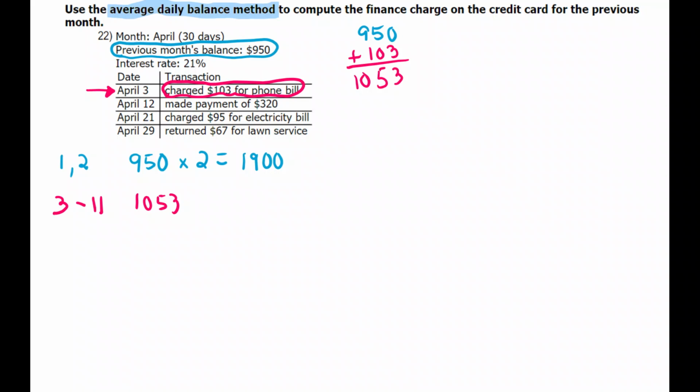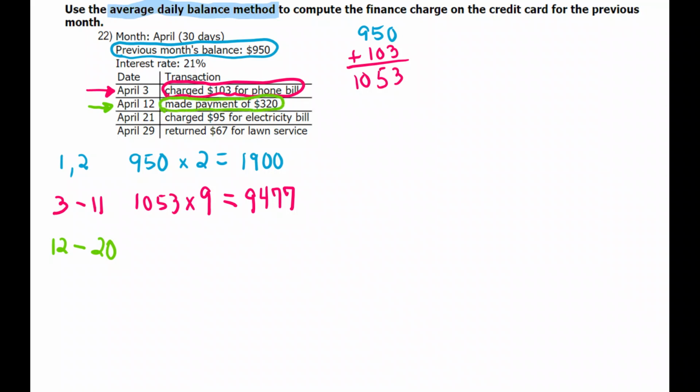Okay, so $1,053 on the 3rd, the 4th, the 5th, the 6th, the 7th, the 8th, the 9th, the 10th, and the 11th. That was 9 days. So there were 9 days that it had a balance of 1053. So when I multiply that, I get 9,477. Okay, now, different color. Let's go with green. On April 12th, okay, so from the 12th until the 20th, because on April 21st, we charge again. So from the 12th to the 20th.